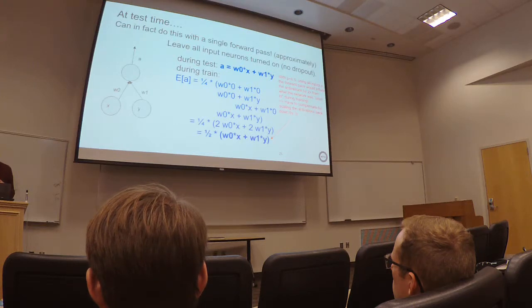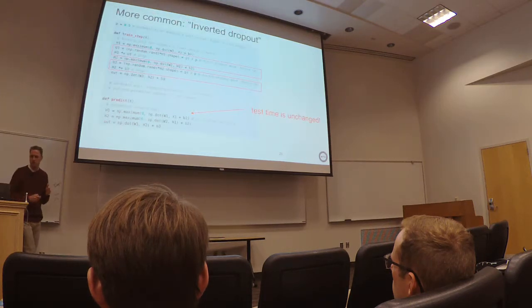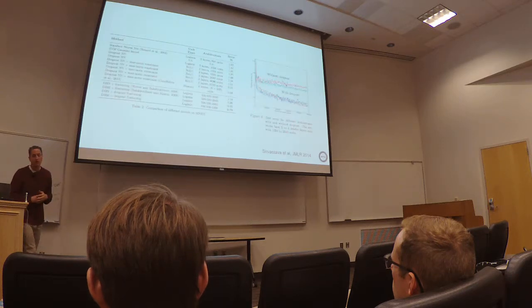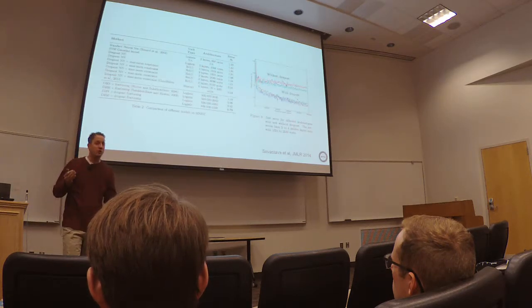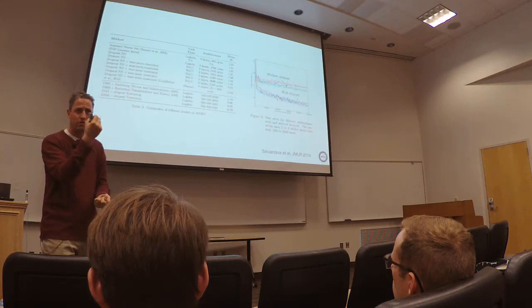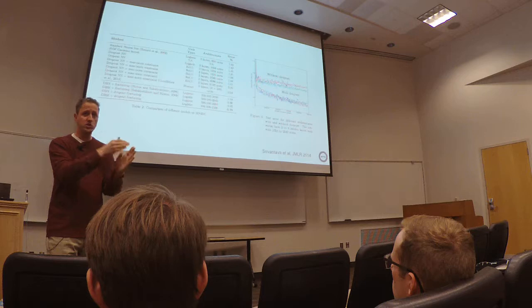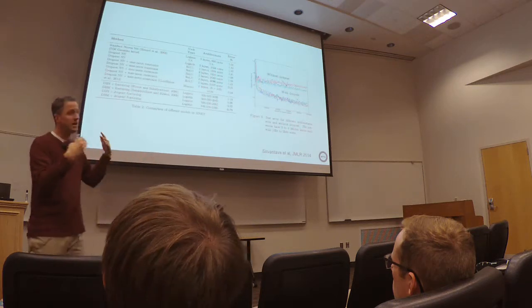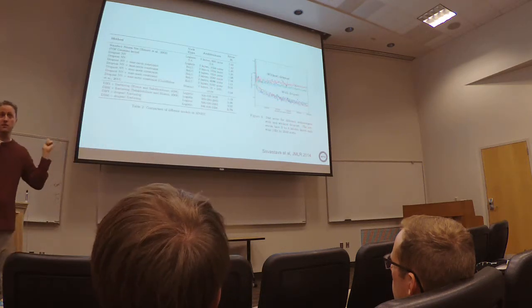Deep learning frameworks like PyTorch and TensorFlow will do that for you automatically. You can specify a dropout layer. It'll ask you for the dropout probability, which is just a number between 0 and 1. And then at test time, it will automatically do that weight scaling for you.